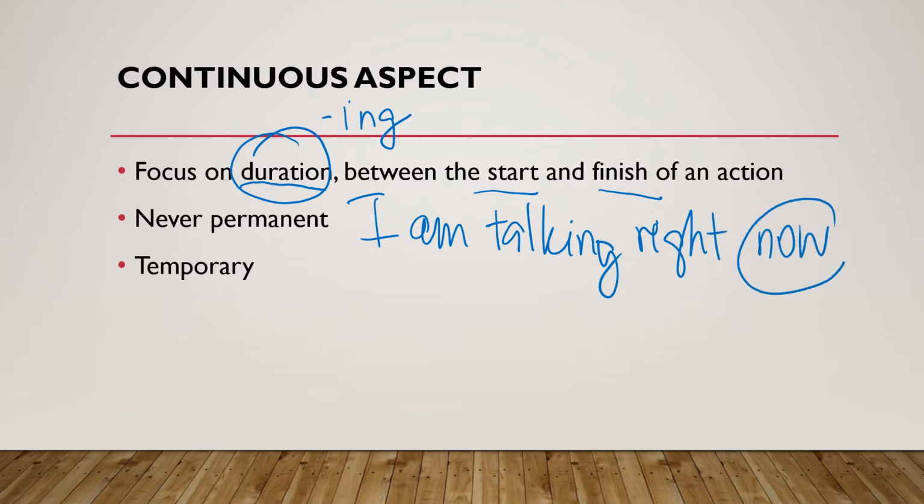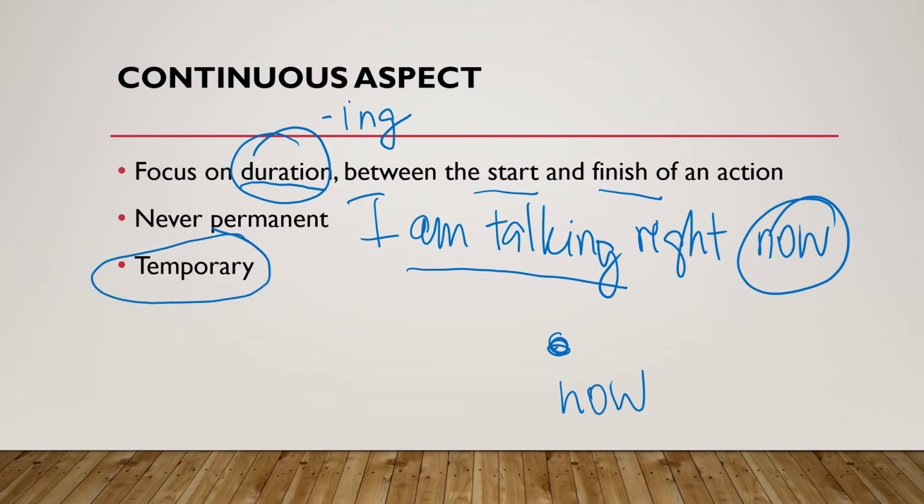That means that it is happening at the moment. But I don't know if I will be talking in 10 minutes, and we also don't know if I was talking before. So it's about now. And as you logically understand, this action is also temporary, meaning that it's going to change sometime. You never know. You don't have that information and you don't need that information.